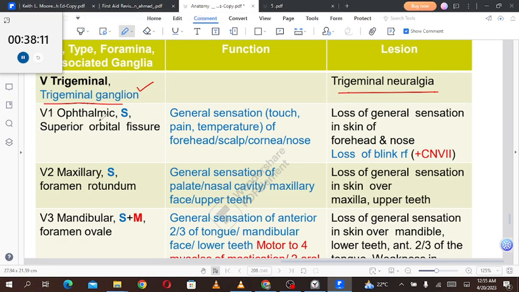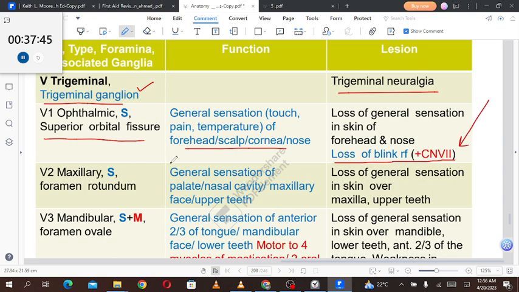Then we have V1, the ophthalmic nerve, which is purely sensory, and it passes through the superior orbital fissure. We'll discuss the mnemonic as well. The function is general sensation, touch, pain and temperature of the forehead, scalp, cornea and nose. The lesion will result in loss of general sensation in the skin of the forehead and nose, and also loss of the blink reflex along with CN7.